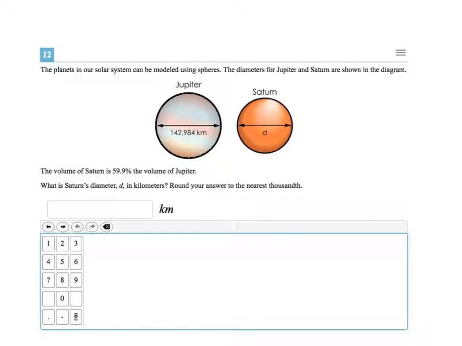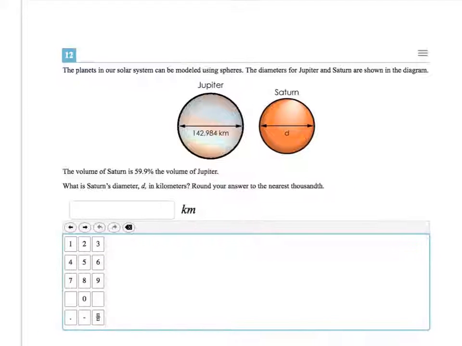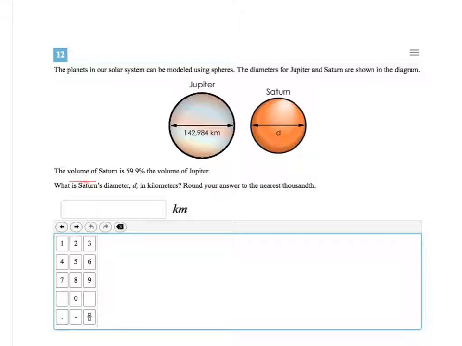Okay, so let's look at this problem. The planets in our solar system can be modeled by spheres. The diameter of Jupiter and Saturn are shown in the diagram. The volume of Saturn, so we're talking about volume, is 59.9% the volume of Jupiter. What is Saturn's diameter in kilometers? Round your answer to the nearest thousand.